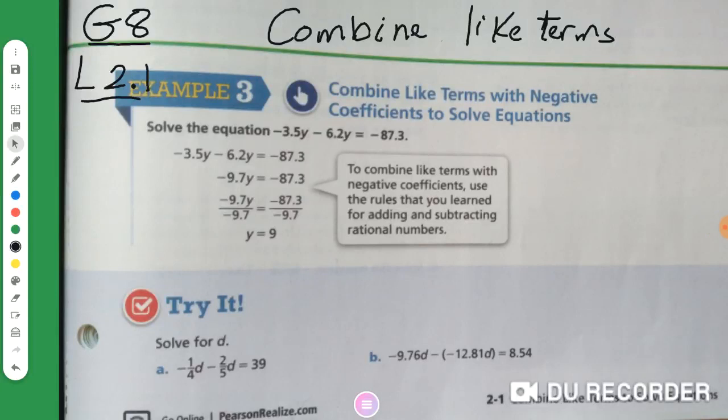Let's solve this example. Combine like terms with negative coefficients to solve the equation. Actually, I can write this equation in another form which is easier. I have y, okay? Only my variable is y. So I can write the numbers negative 3.5 minus 6.2, like this one, equals negative 87.3. Okay, in this case, I have two similar signs, so remember the sign rule.